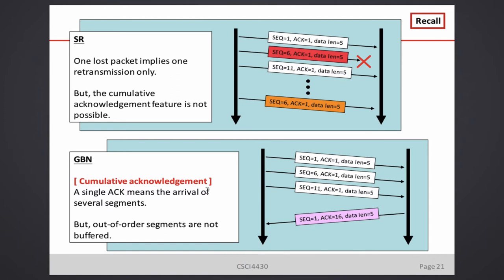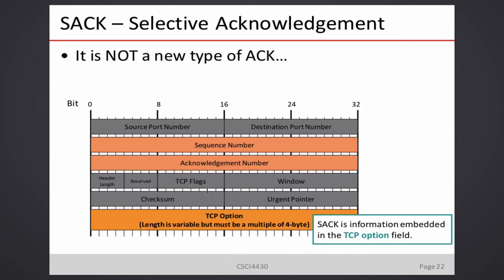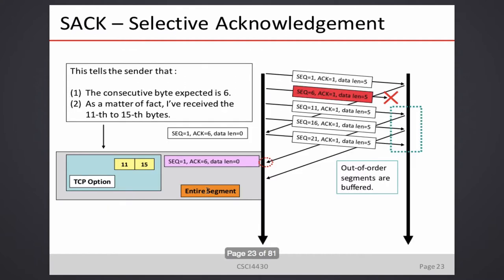So this is an illustration of a comparison with SR and Go-Back-N. I can skip it. Okay? So to use SACK, later in a TCP trace that I will share with you, you will see a SACK implementation. The SACK implementation is hidden here. It's called a TCP option. So you don't need to know what exactly the structure is. Now, let's take a look here.